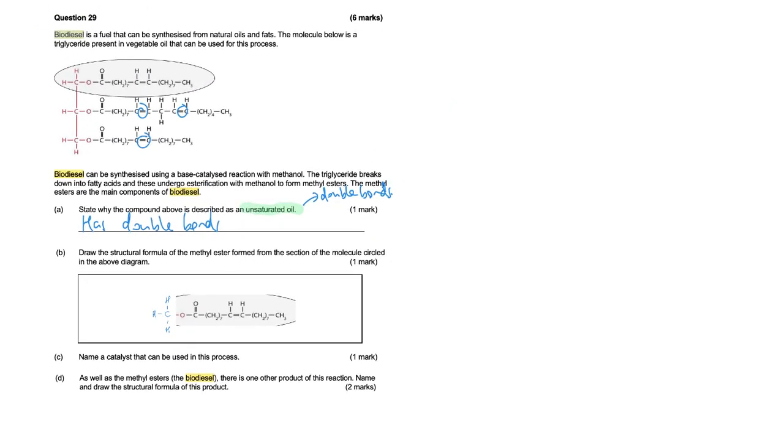All right. Name a catalyst that can be used in this process. So again, this is going to be sodium hydroxide or lipase. Okay, as well as the methyl ester, the biodiesel, there's one other product. What is it? It's the glycerol. Please read the question because it says name... Oh, and draw. See, if Mr. Lim had not read that, you'd just be like, oh, it's glycerol. Boom, finished. Name and draw. Oh, glycerol. I'll draw it over here. 1, 2, 3. So make sure you read the questions all the way to the end.